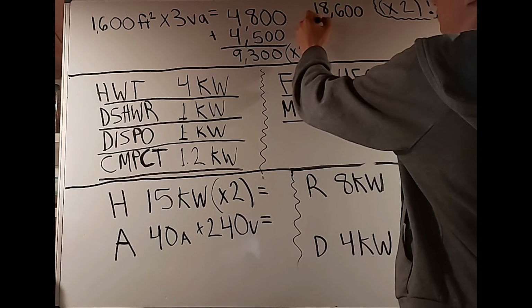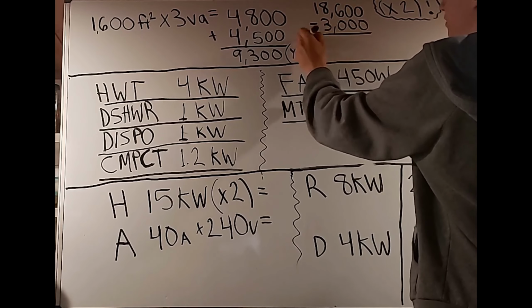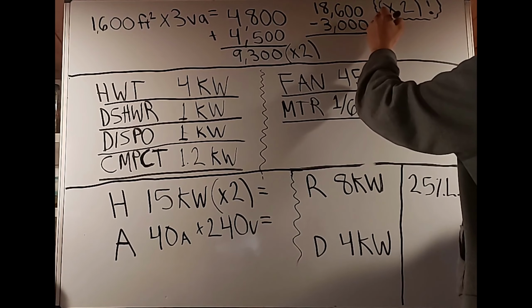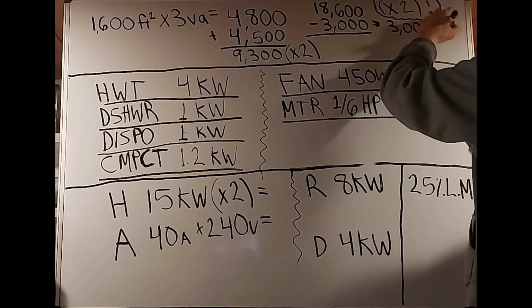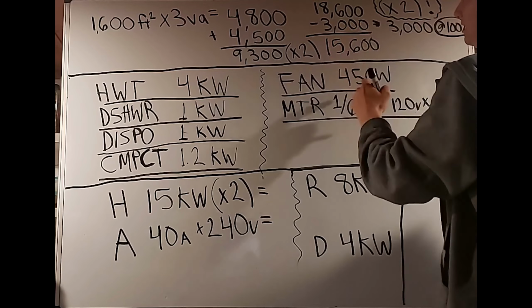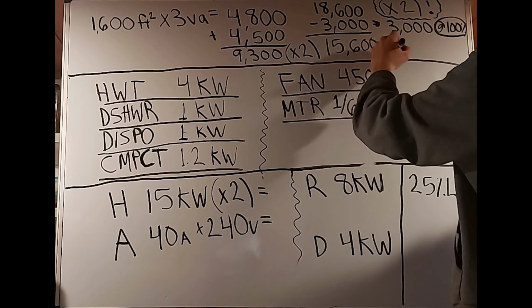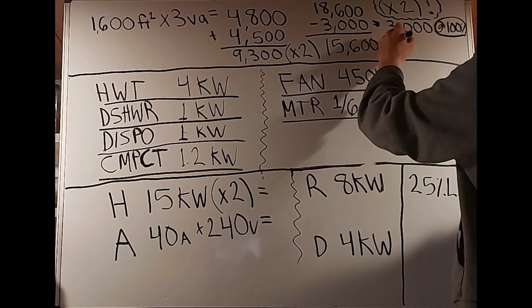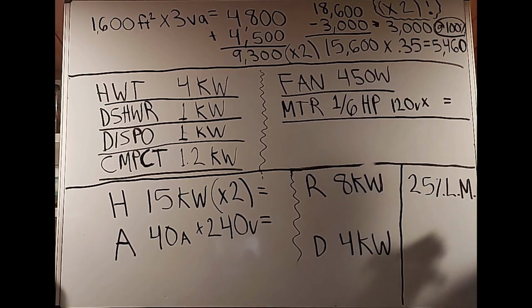So what we're going to do is we're going to remove 3,000. You can think about this like we're putting it off to the side. Because over here on the side, I'm going to rewrite that 3,000, and I'm going to label that it's at 100%. Subtracting 3,000 gets me 15,600. And from here, I'm going to need to multiply this by 35%, or 0.35. Okay, that's going to give us 5,460.